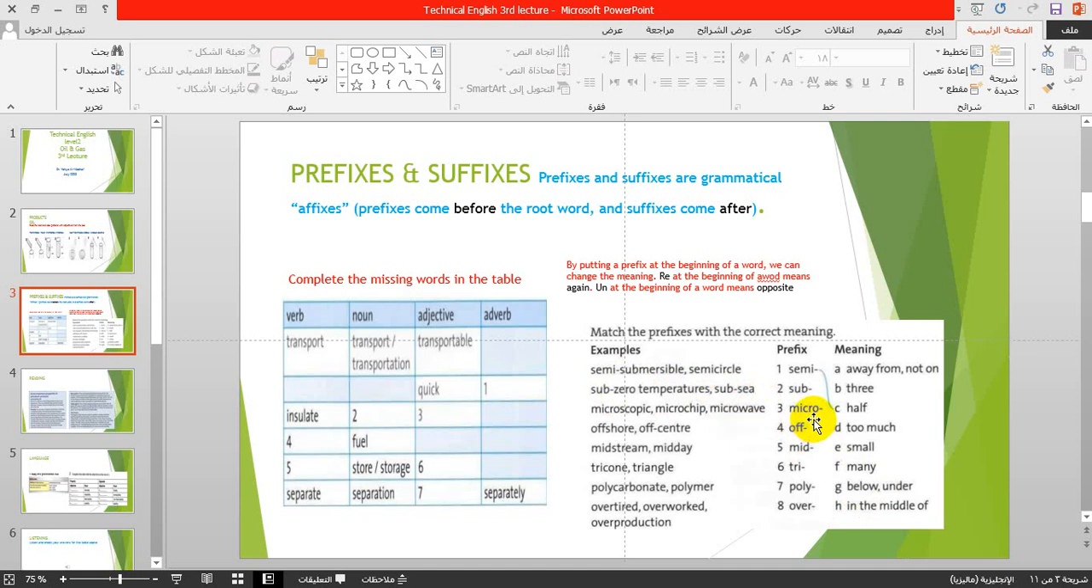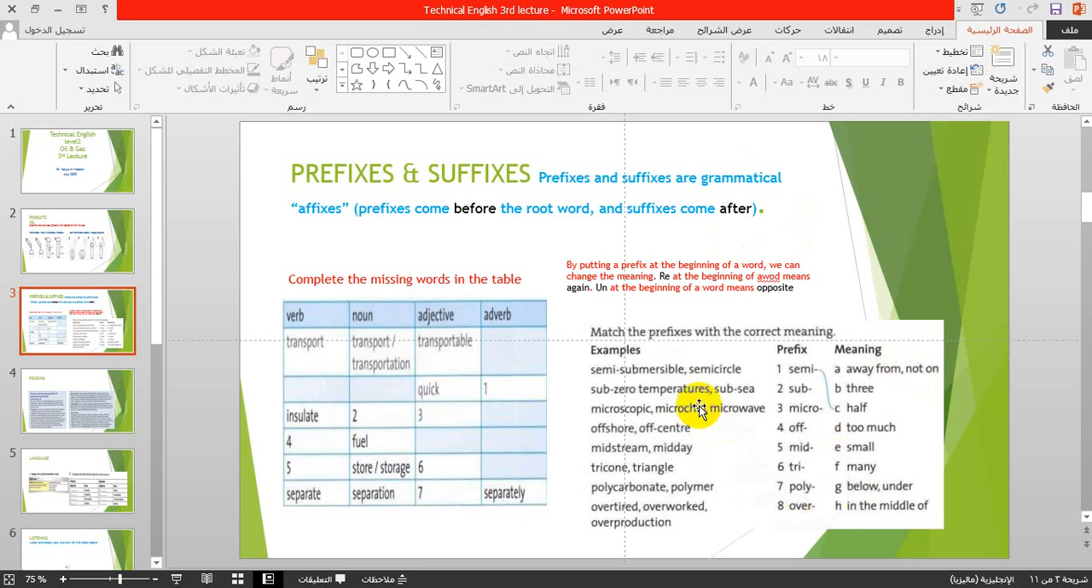Now micro, it means small: microscopic, microchip, microwave, means small. Fine, then you go like this. Number 4, off, it means away from: offshore, off center, away from center. Mid here, in the middle: midstream, midday.